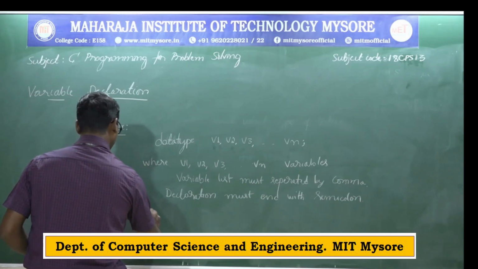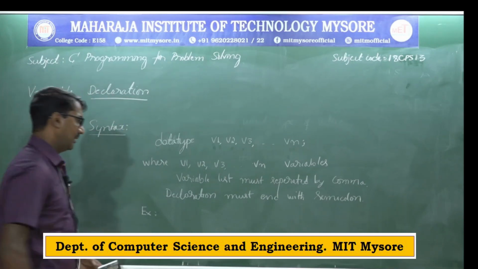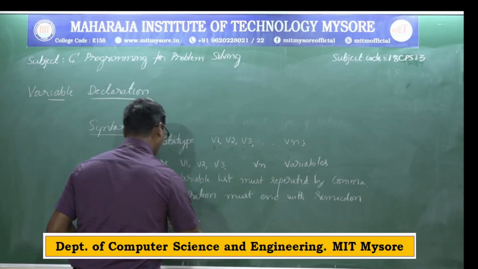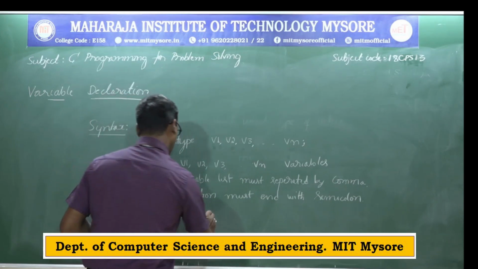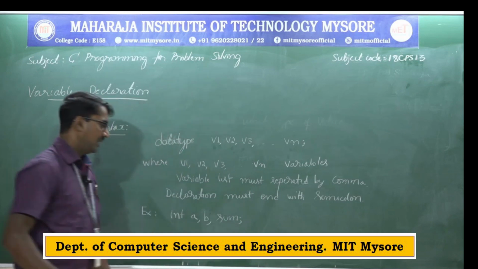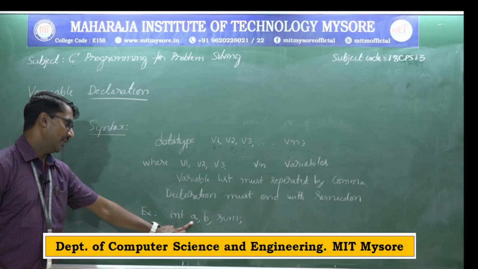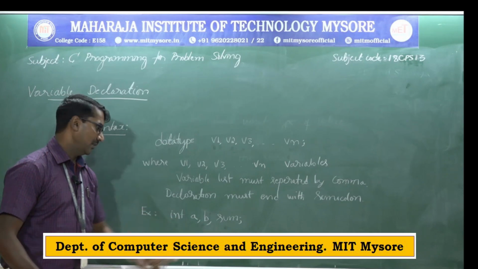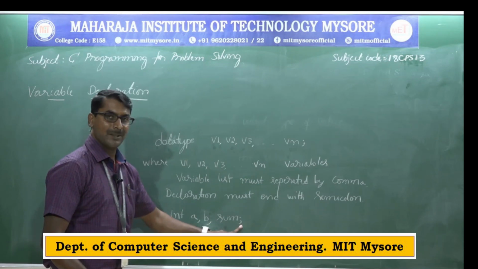Example, if you are performing addition of two numbers, then the variables. So here I am performing addition of two integer values. So the variables a, b, and sum. So int is the data type. a is variable 1, b is variable 2, and sum is the third variable. So here three variables are separated by comma and end with semicolon.